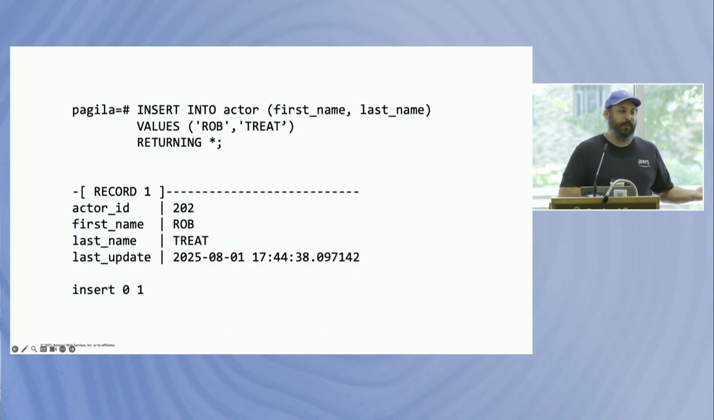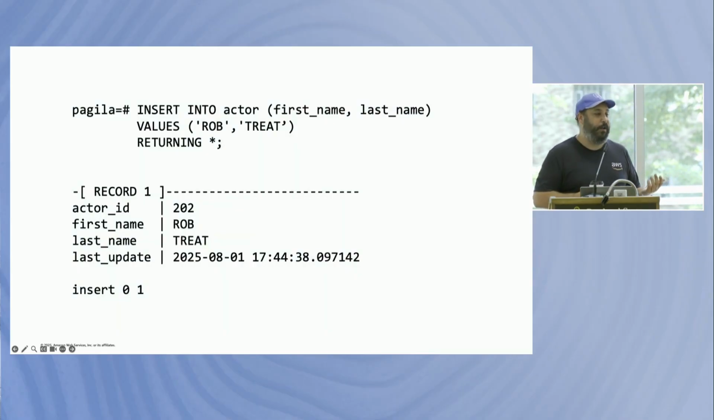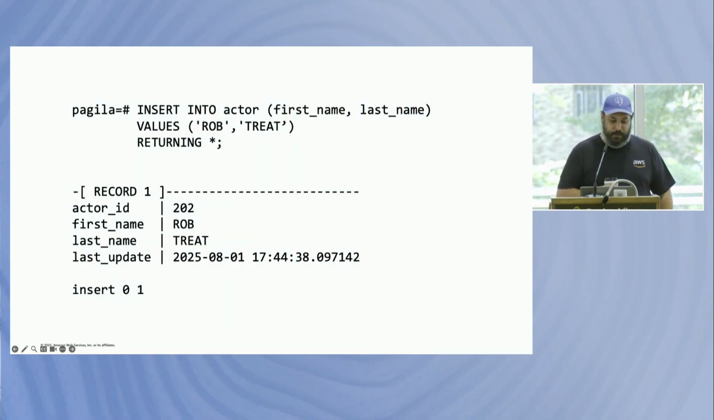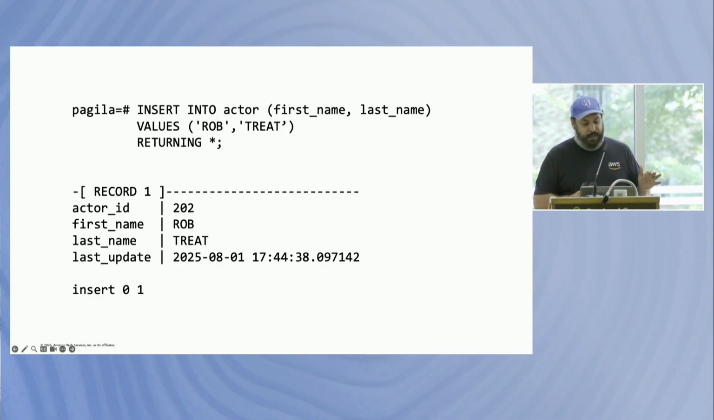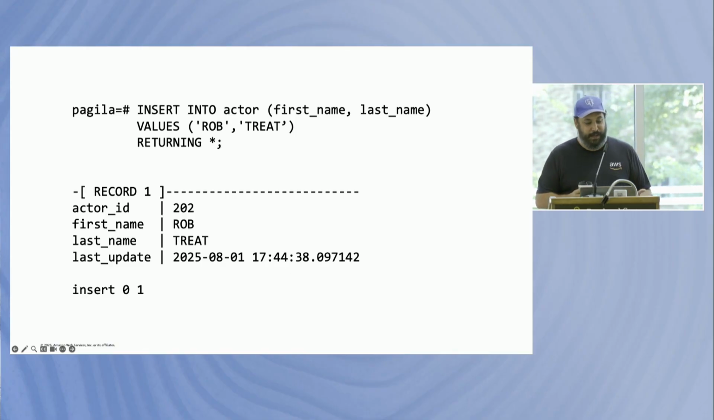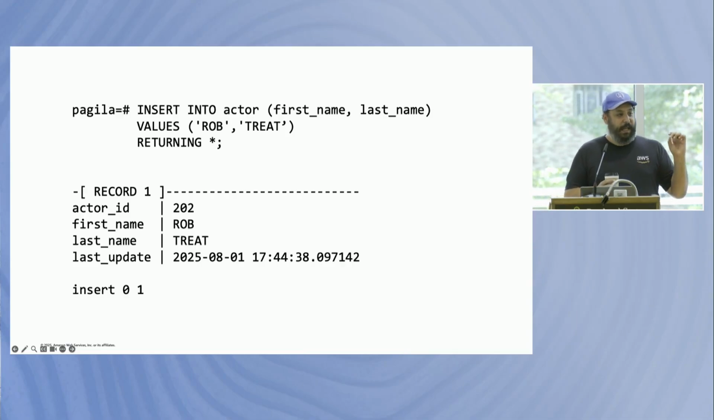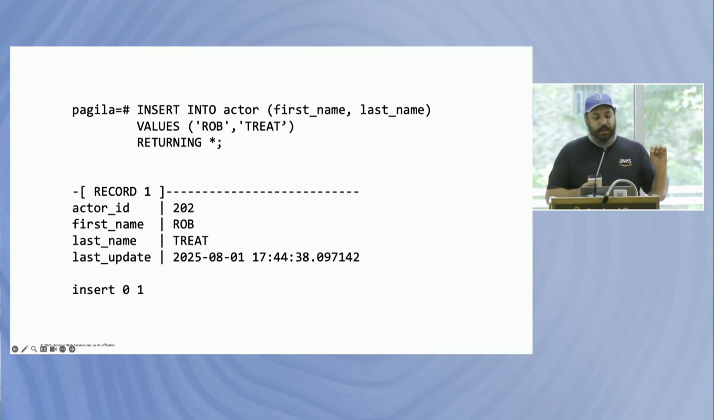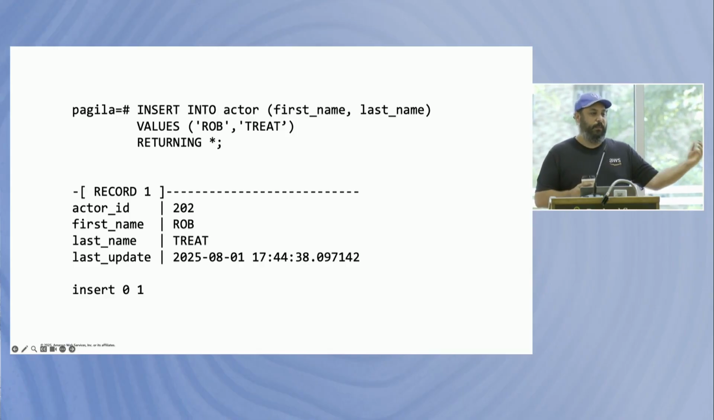So here's a very simple SQL. Imagine I wanted to be an actor someday. This Postgres thing hasn't really been working out for me. So I say to my agent, let's be an actor. So I insert into the actor table, first name, last name, and then values Rob Treat, and return everything. I do the insert just like a normal insert, but then Postgres is actually going to give me the row back that has just been inserted.